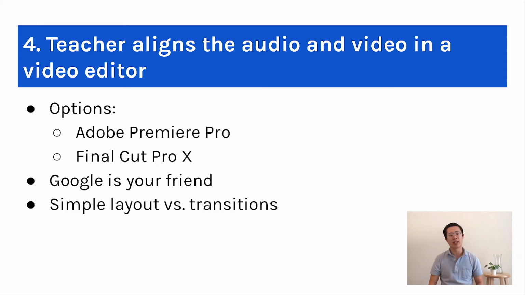Step 4. The teacher aligns the audio and video in a video editor. Once you have your final mix ready to go, all you have to do is put the videos and final mix into a video editor and then line up the videos in their boxes. For this, you can use software like Adobe Premiere Pro or Final Cut Pro X. There are also several other options out there. These are just the big two.